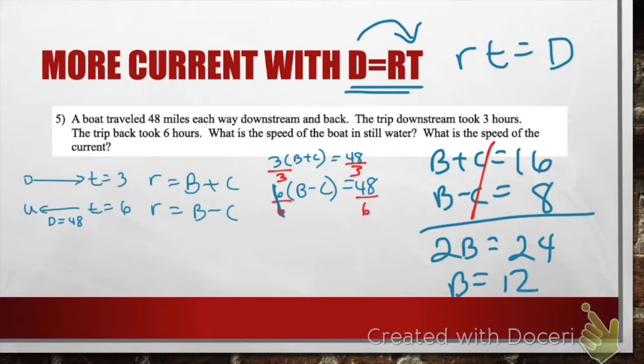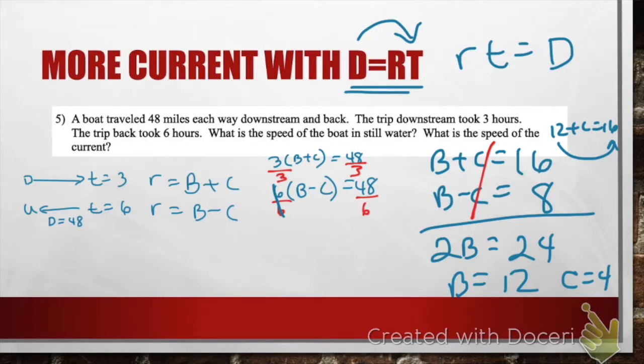We're not finished. We still have a current. We have many equations. We have 2 equations here we could plug it into, or 2 equations right here we could plug it into. I like these better. That b plus c equals 16, I would just put a 12 right there and plug it in. And we'll have 12 plus c equals 16. And we're going to subtract that 12 over, and we'll get c equals 4.